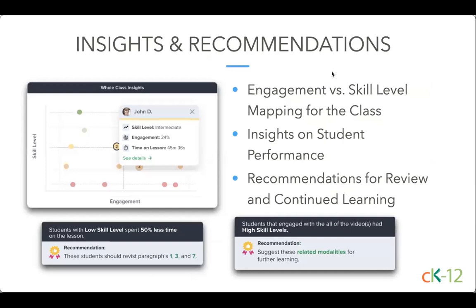So first of all, you can see patterns in your student skill level. It talks about engagement and skill level. That mapping is available for your whole class. So it shows you how that engagement is actually affecting student skill levels, and then which students might need help before moving on to the next lesson.